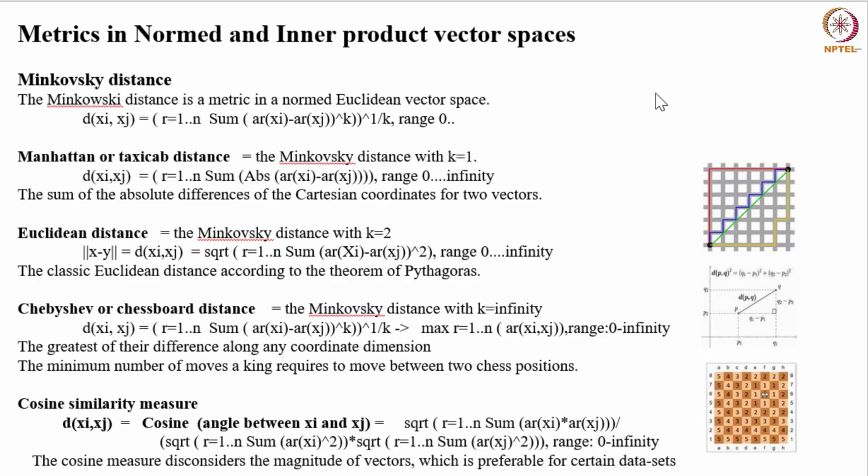A special measure I want to mention that not only needs norms but also needs inner product is the cosine similarity measure. So actually the cosine similarity measure is equal to the cosine of the angle between the two vectors, and that can also be calculated as an equation in terms of square roots. It's interesting because in some cases when we compare feature vectors, the size, the length of the vectors are not necessarily important, but rather the angle between them.